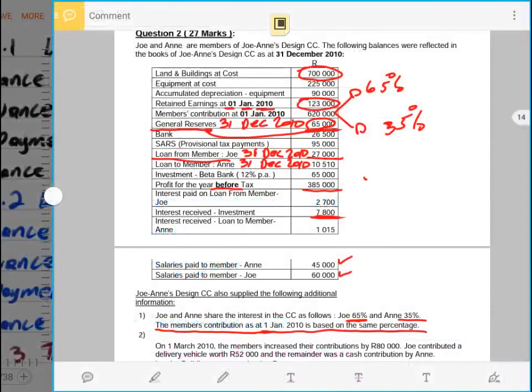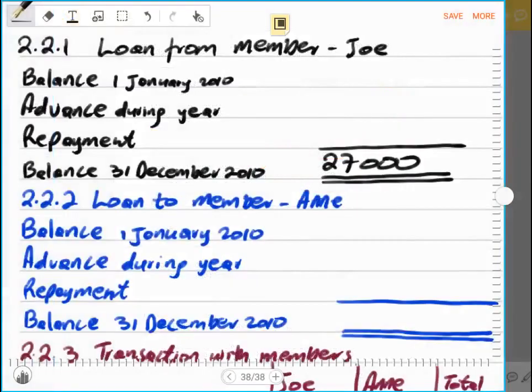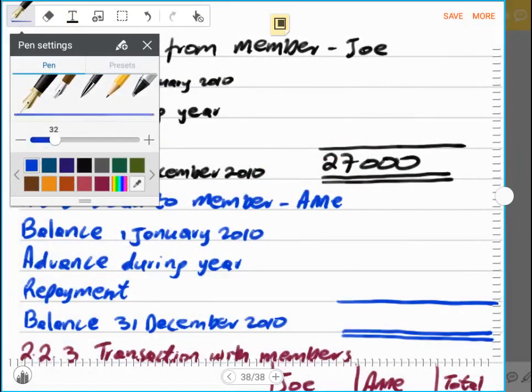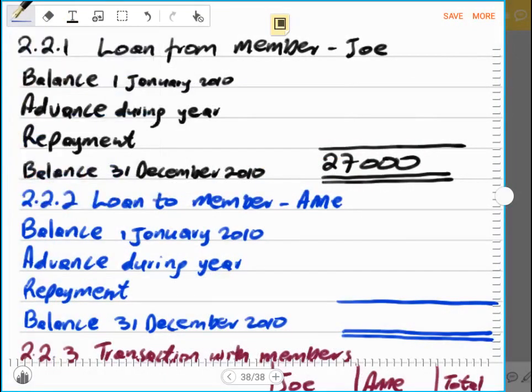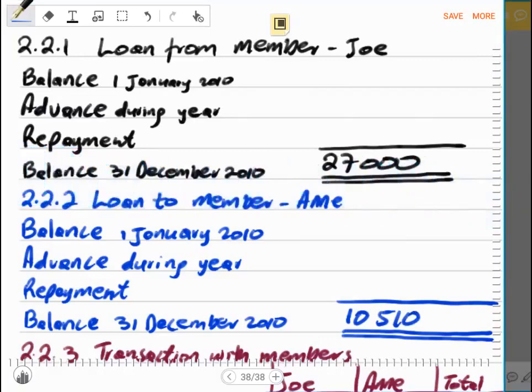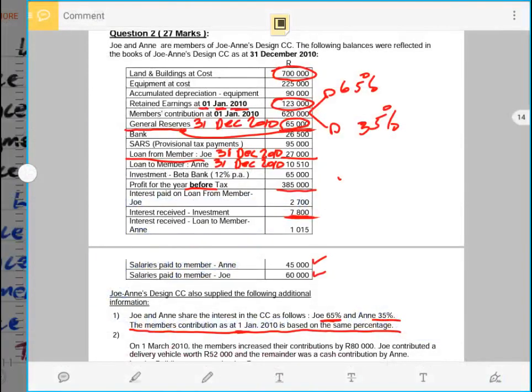Then after, we have to record another loan, the closing balance of the second loan. And the second loan, as I said, is a closing balance, a loan to member N, of 10,510 rands. So now I must record that loan, 10,510 rands. So now let me look for the transactions that affected the loan accounts, repayment or the loan advance during the year.